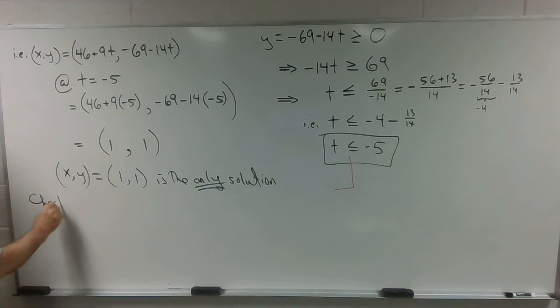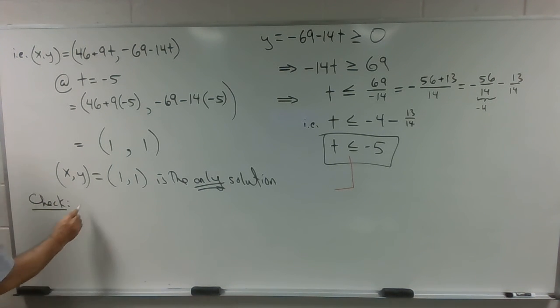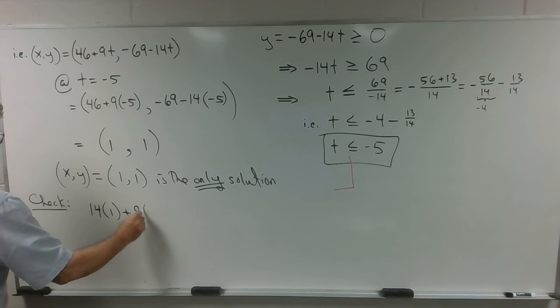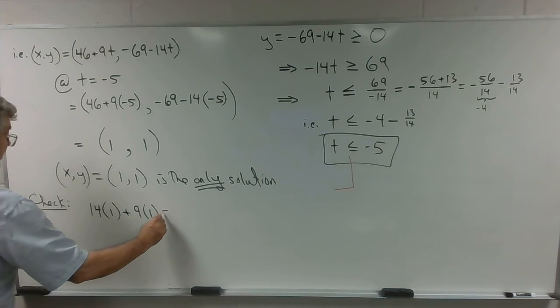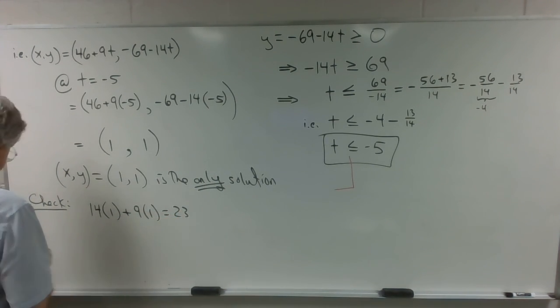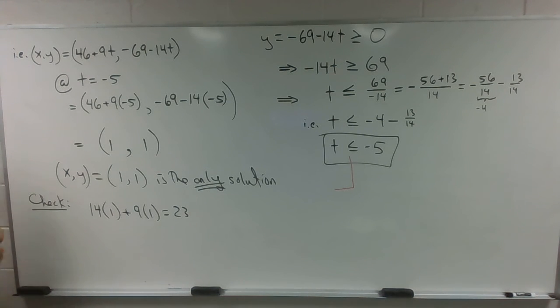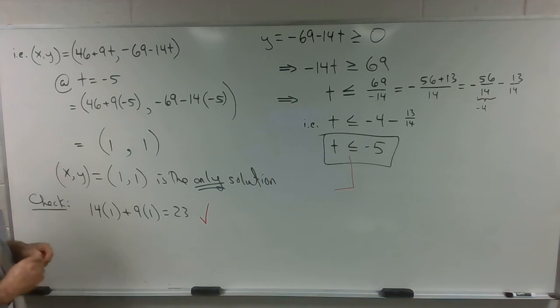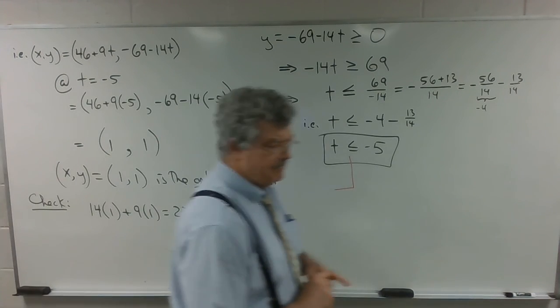Well, let's check. Let's see, 14 times x plus 9 times y equals 23. And yes, that is the only solution. I will be a son of a gun.